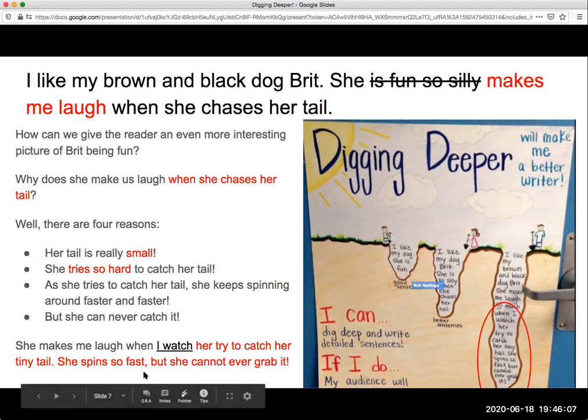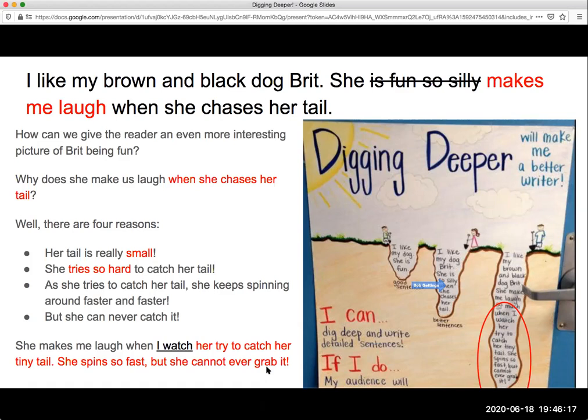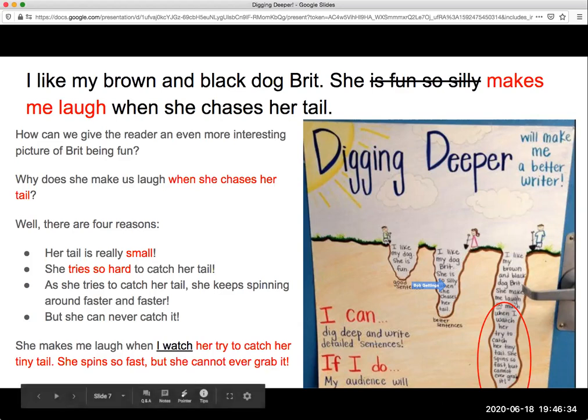She spins so fast, but she cannot ever grab it. So catch is okay too. Grab gives a little more of a different kind of feeling. Grab gives the feeling of we want to get something really hard and we jump for it, or we move very, very quickly to get it in our hands, in this case, as soon as possible. So we've dug really deep here.